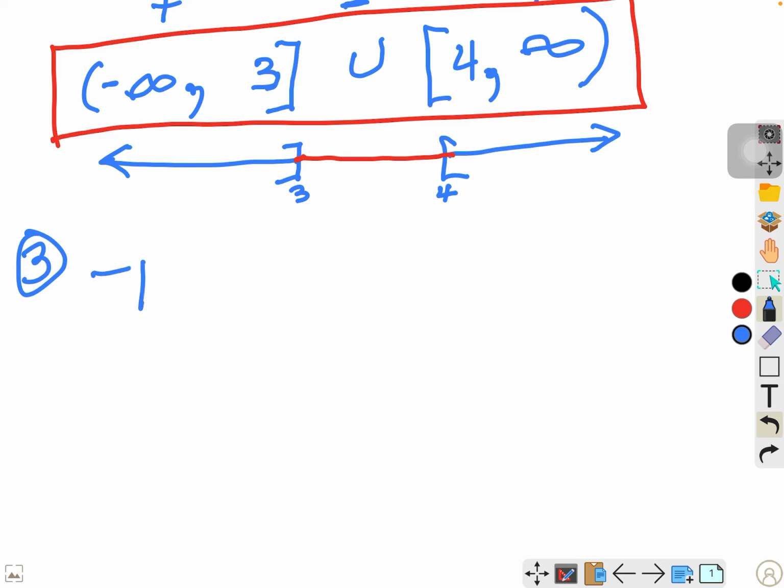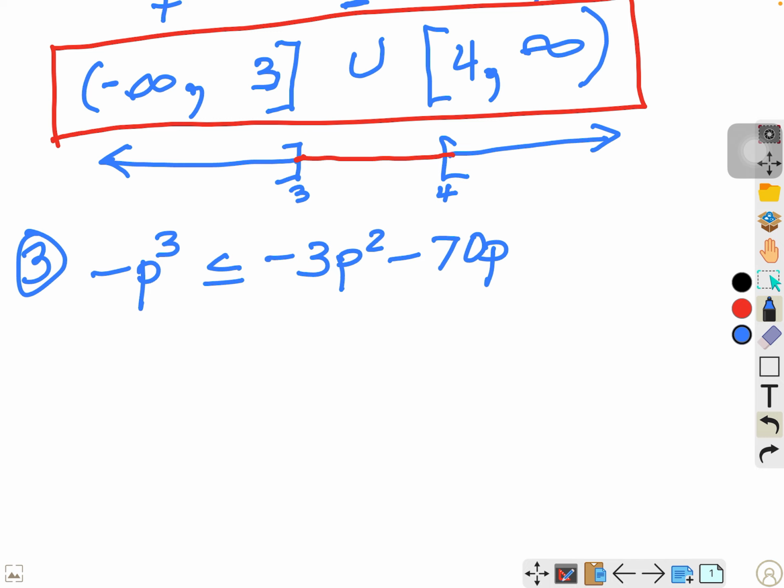Negative p cubed is less than or equal to negative 3p squared minus 70p. Okay. And we're going to fix this first exponent because that's actually a negative p cubed. Okay. So we're going to collect all of our terms to the left side of the inequality.